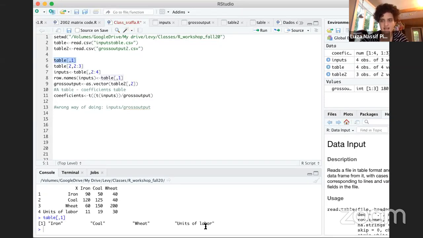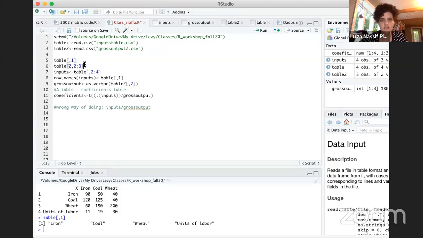So this is not a title. This is not the row names. This is actually a row. So if I try to divide my table one by something, I'm going to have a problem because these are names, right? I want to have a table that is solely numeric.